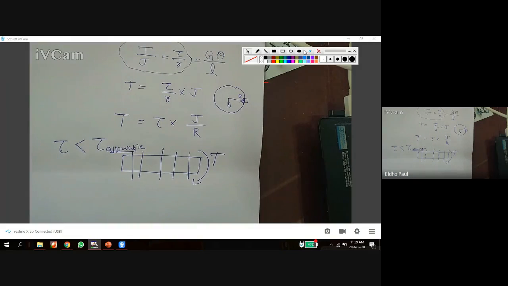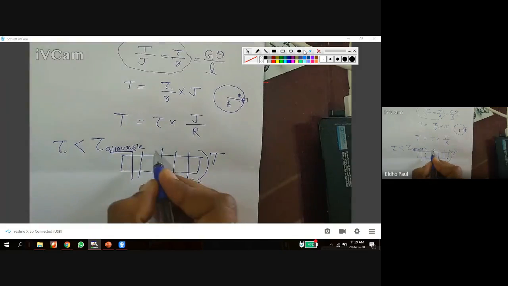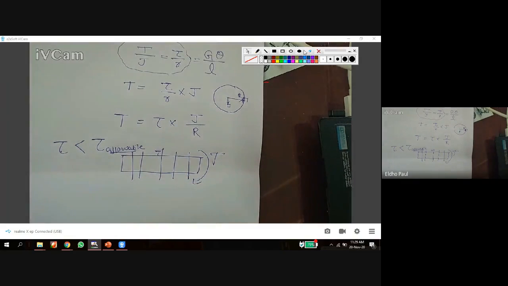What happens if this developed tau is greater than the allowable shear stress? What happens to the material, or what happens to the shaft?